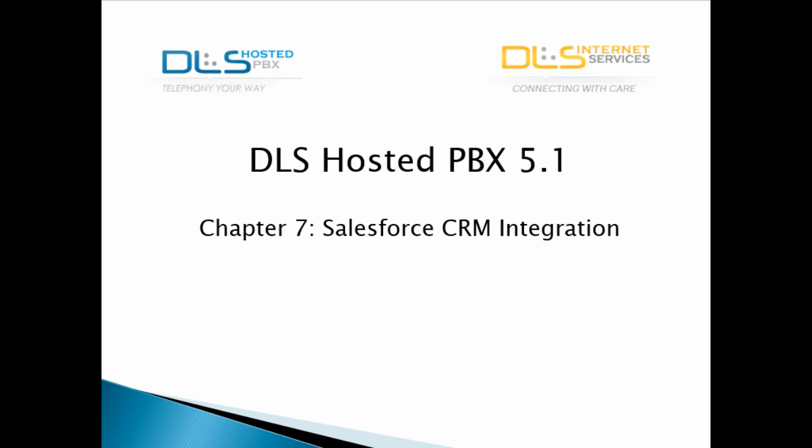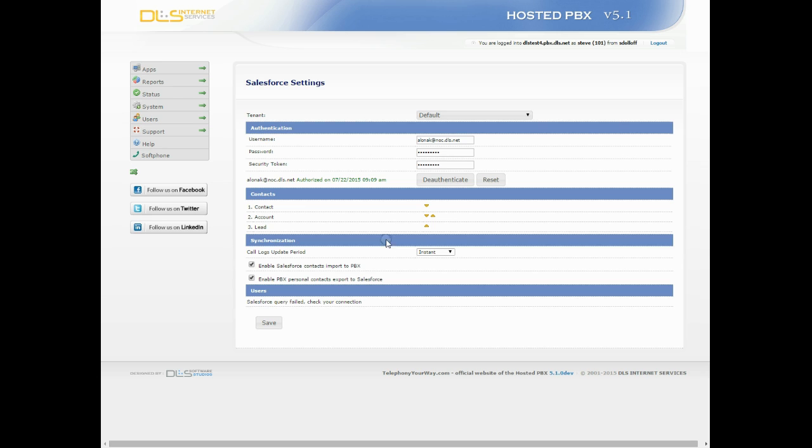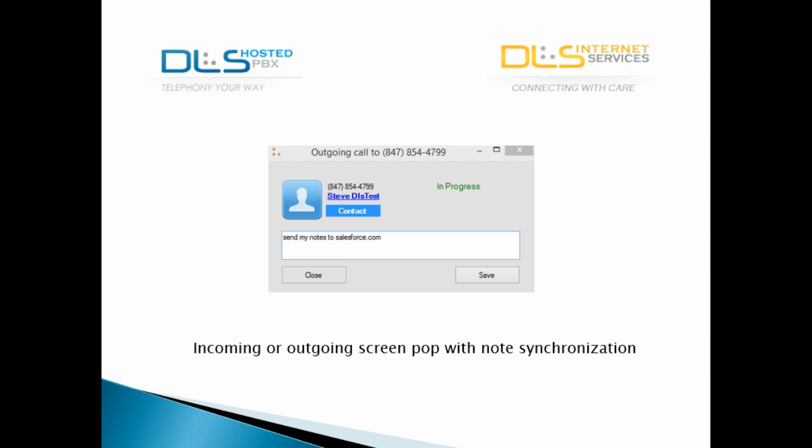Chapter 7: Salesforce CRM Integration. With per-tenant connections to Salesforce.com, you can define contact type prioritization and enable call log synchronization, or import and export personal contacts to Salesforce. Our desktop application now supports screen pops for inbound or outbound calls with note synchronization to Salesforce.